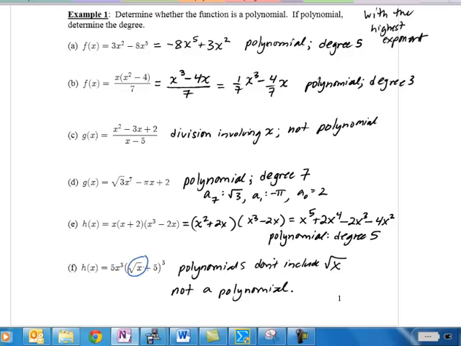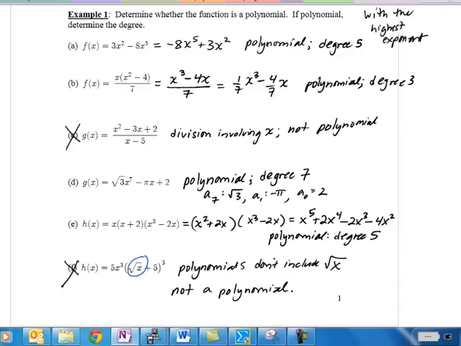Even if we were to expand this and cube this out, there's still going to be a square root of x involved. So this just won't be a polynomial. So we only had two that weren't. C and F were not polynomials.